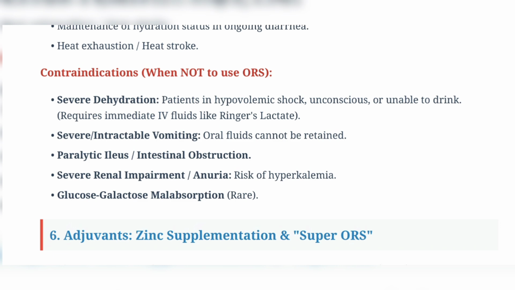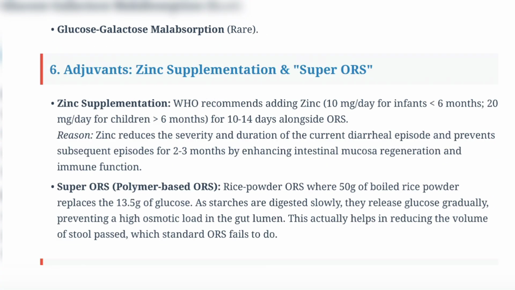Severe intractable vomiting, where oral fluids cannot be retained. Paralytic ileus, intestinal obstruction, severe renal impairment or anuria, where there is risk of hyperkalemia, and glucose and galactose malabsorption, which is rare. Zinc supplementation: WHO recommends adding zinc 10 mg per day for infants less than 6 months, 20 mg per day for children greater than 6 months, for 10 to 14 days alongside ORS.